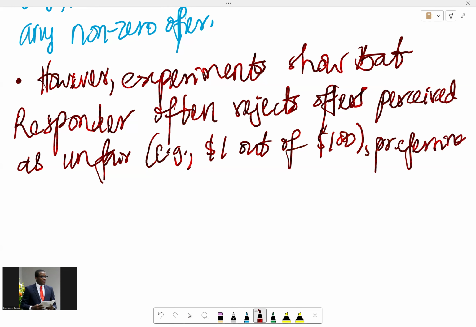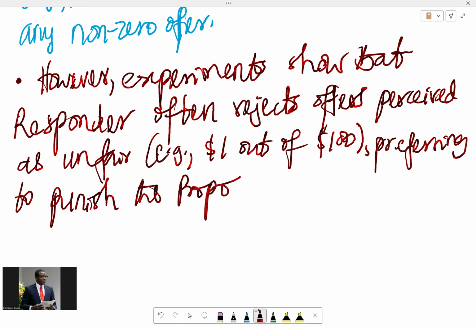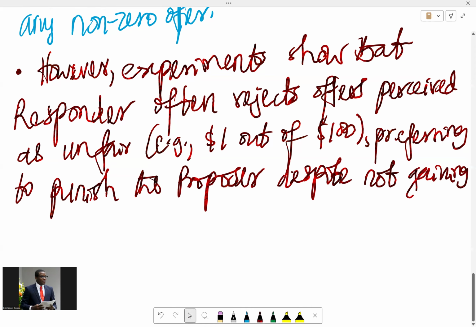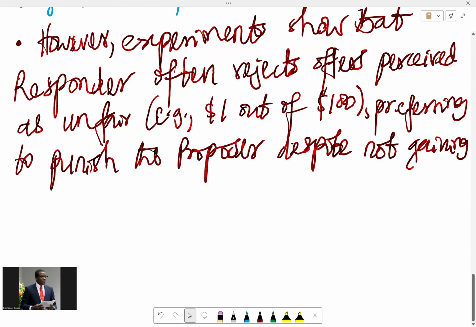Preferring to punish the proposer, despite not gaining anything themselves. But of course, the proposer will lose more, right? The proposer will go home with zero instead of the 99 they are proposing. Preferring to punish the proposer despite not gaining anything themselves.